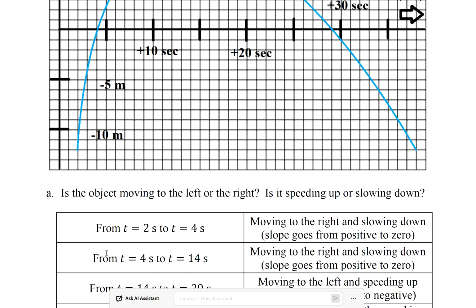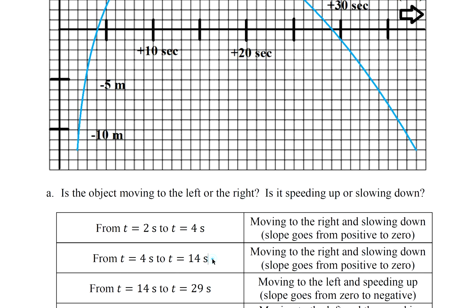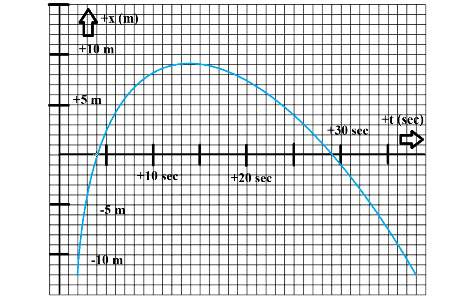Now what about from 4 seconds to 14 seconds? It looks like we're moving to the right, but we're slowing down because the slope is decreasing. So moving to the right, slowing down.